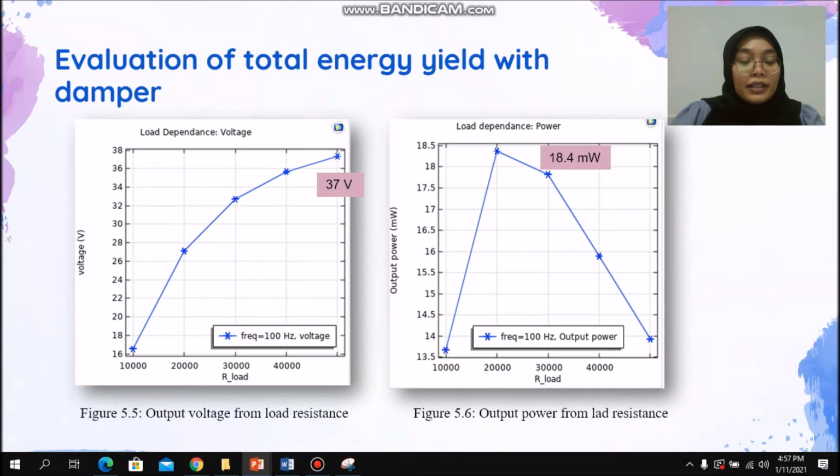Okay, we can see here that the increase in resistive load also increases the output voltage. As for the output power, we can see that the maximum output power is 80.4 milliwatt at 20 kilo ohm resistive load. So this study indicates that a higher output power can be achieved by applying the damper on top of the PCT model compared to the previous simulation results.